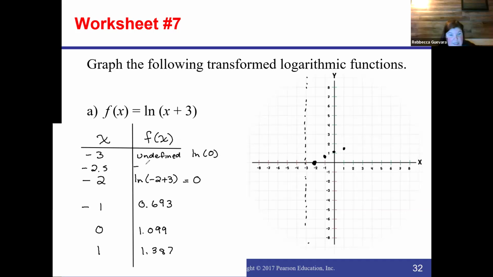So let's try something in between, negative 2.5. That would be negative 0.693. So I'm about here, negative. So let's plot that point. It's giving me a little basis of what this is going to look like. So we have a vague idea what this looks like. We know we have an asymptote about here. So it's a basic logarithmic function, but just shifted.